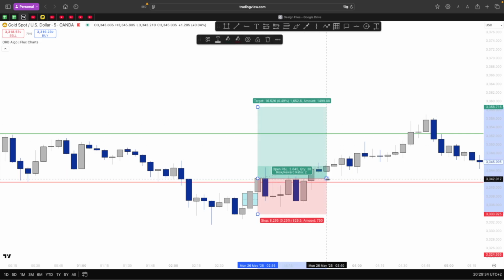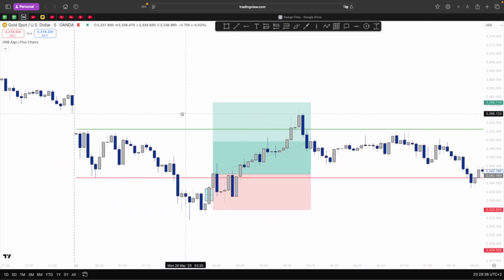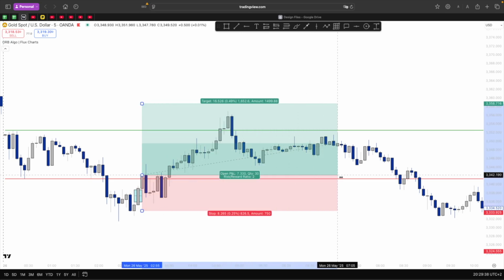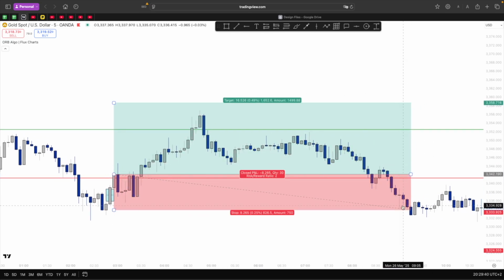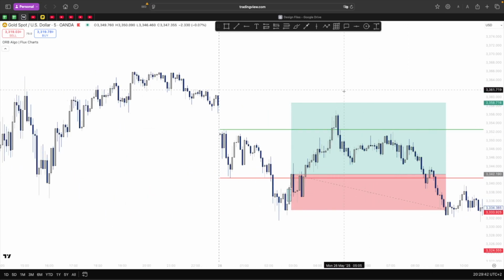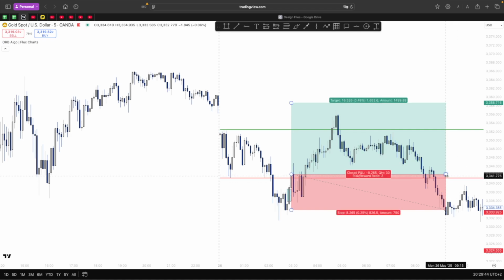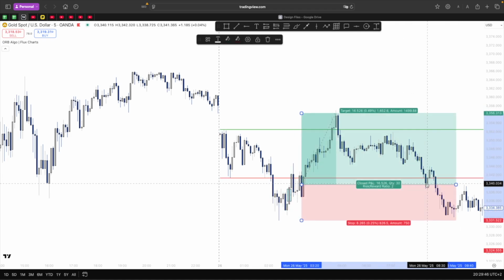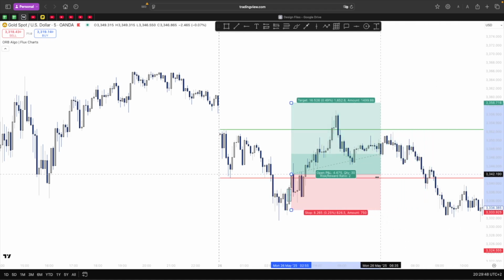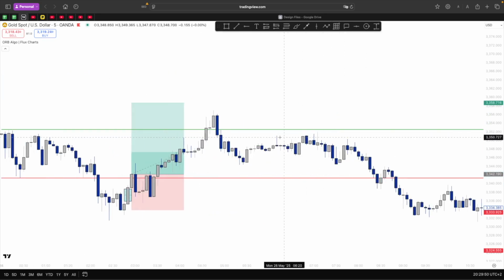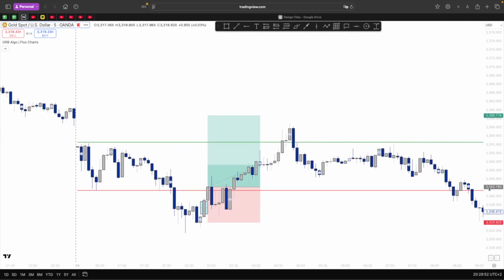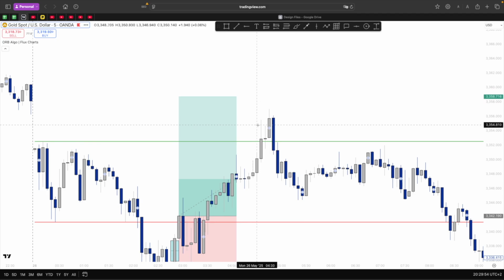Let's see if we get our TP. And we got stopped out right over there. There was another opportunity for this. So one losing trade right over there. And there was another opportunity right over here.